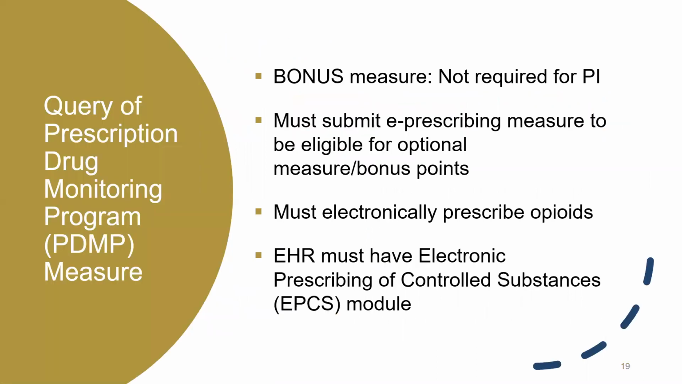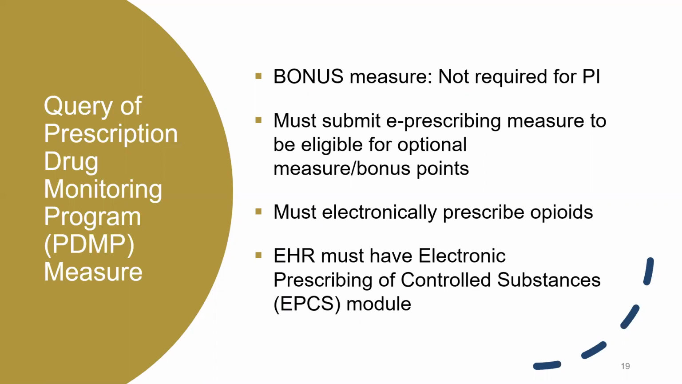The second measure in the e-prescribing objective is the Query of Prescription Drug Monitoring Program measure, or the PDMP measure. Note that this is a bonus measure and it is not required. You do not need to report on this one. A prescription drug monitoring program is an electronic database that tracks prescriptions of controlled substances at the state level. Clinicians must report the e-prescribing measure to be eligible to report data for the PDMP measure.